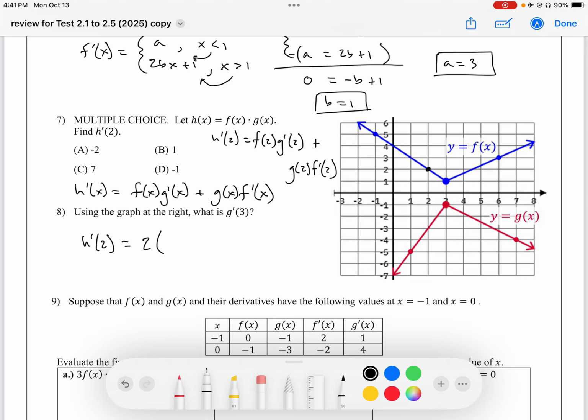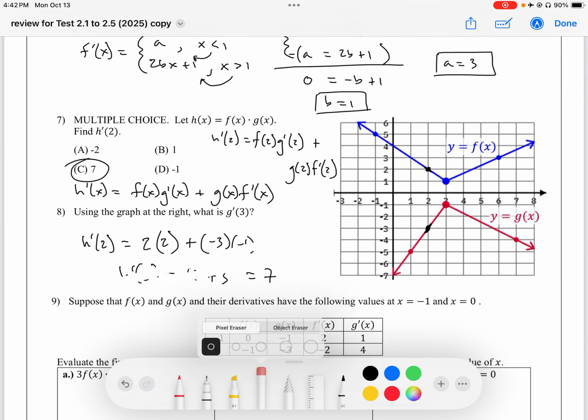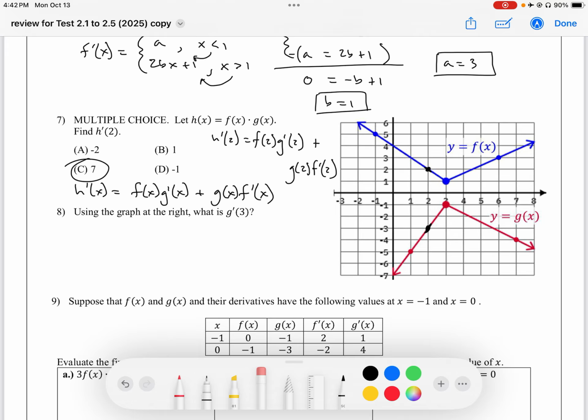G prime of 2 would be the slope at 2 right here, and the slope at 2 looks like it's up 2 over 1, so also 2, plus G of 2. So G of 2 is the y value there, which is negative 3. And F prime of 2 is the slope of F here, which is negative 1. So it looks like H prime of 2 is going to be 4 plus 3, which is 7. So that looks like C. Okay, so we're just basically using the product rule and then plugging things in by looking at our graph.